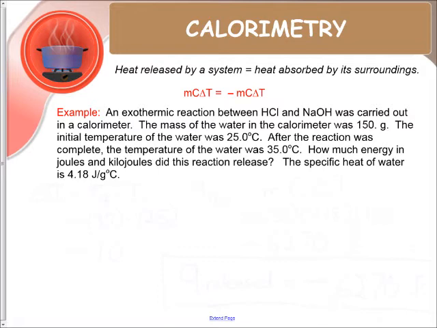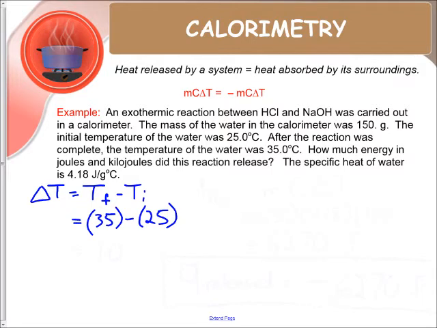Okay, so what we want to do, first things first, let's figure out the change in temperature of the water. Change in T, or ΔT, is T final minus T initial. So that means 35 minus 25, our change in temperature was 10. So now we're going to go plug it in.